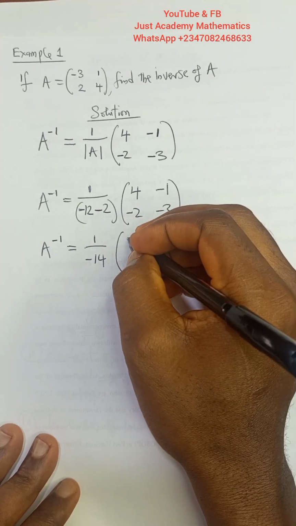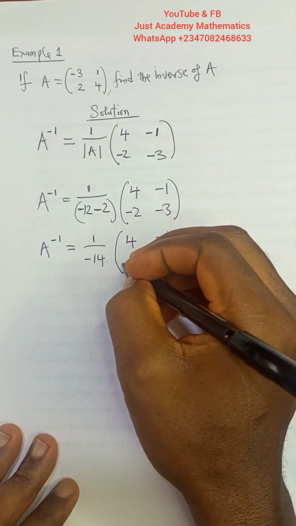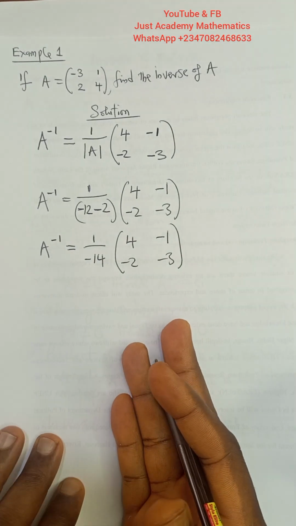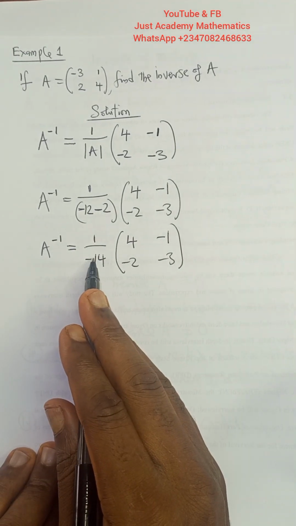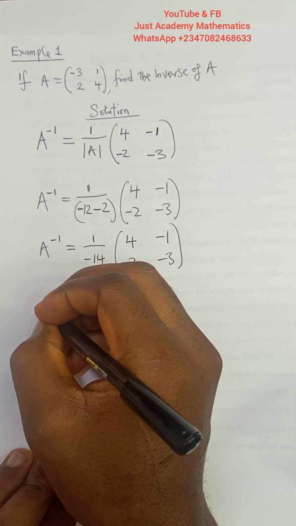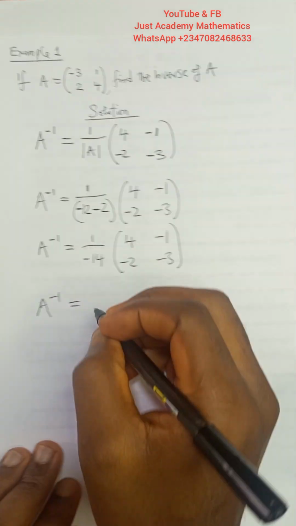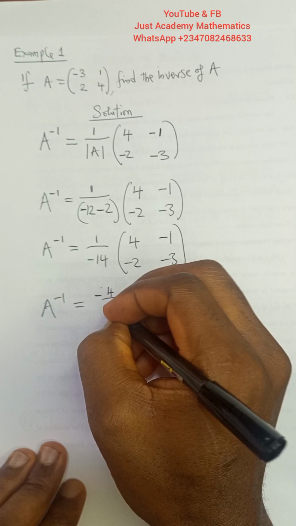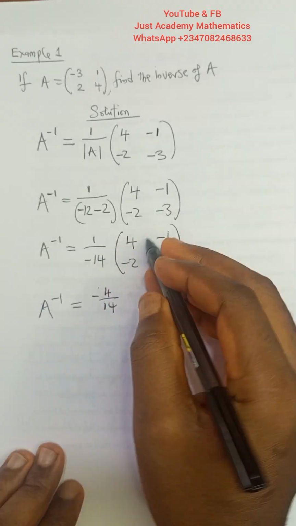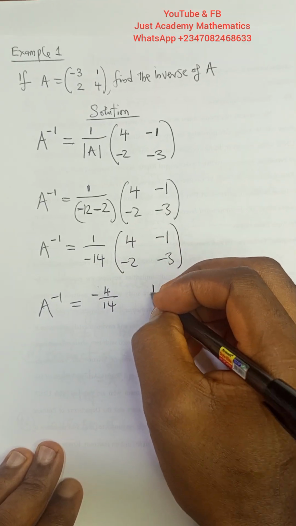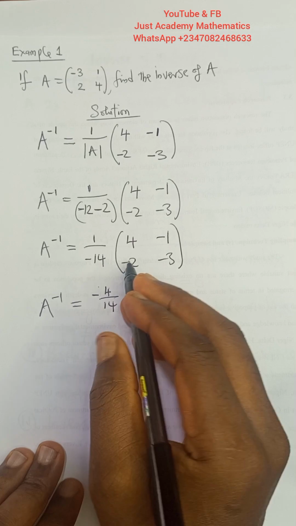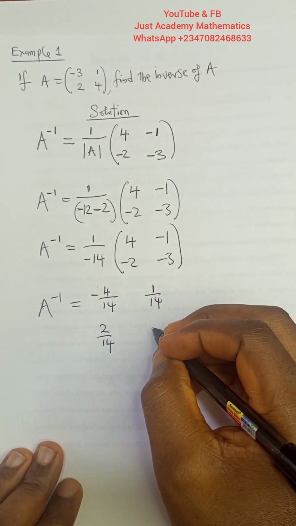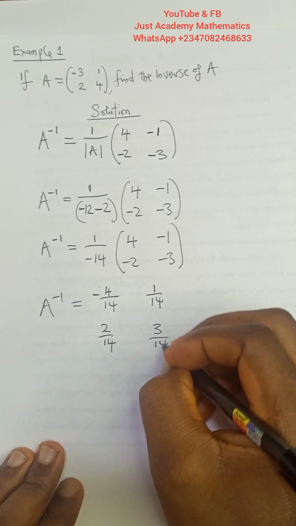Times in what? 4, minus 1, minus 2, minus 3. We can actually leave it like this, but let's put this value inside. If we multiply all of them with 1 over 14, of course, we are going to have minus 4 over 14. Minus times minus will give us plus, that is 1 over 14. Plus again, 2 over 14. And then plus again, 3 over 14.